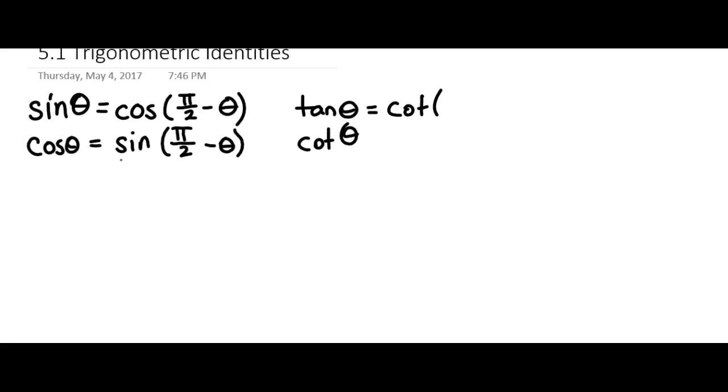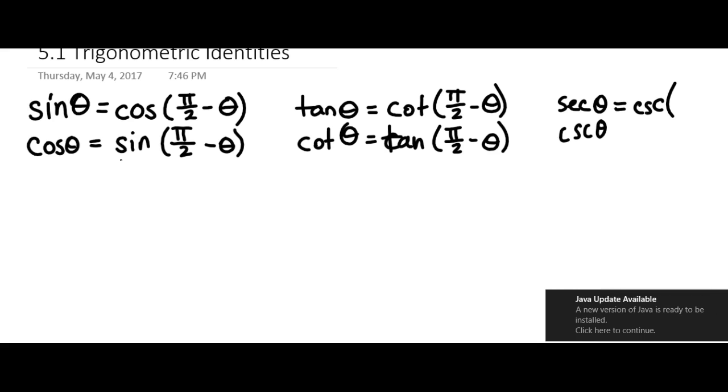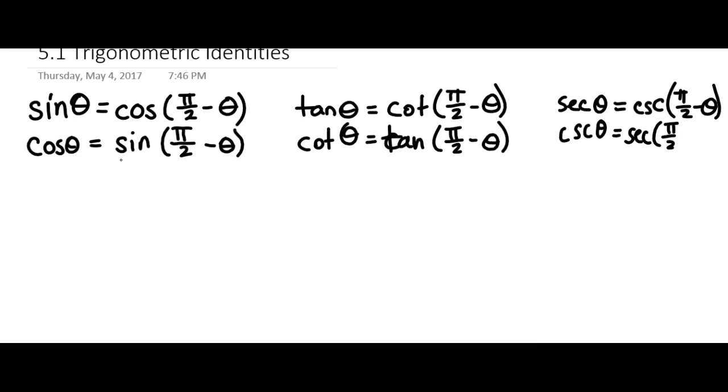They're equal to each other with the pi over 2 minus theta phase shift. And then secant and cosecant are going to have the same relationship with one another. So those are the 6 what we call cofunctional relationships.